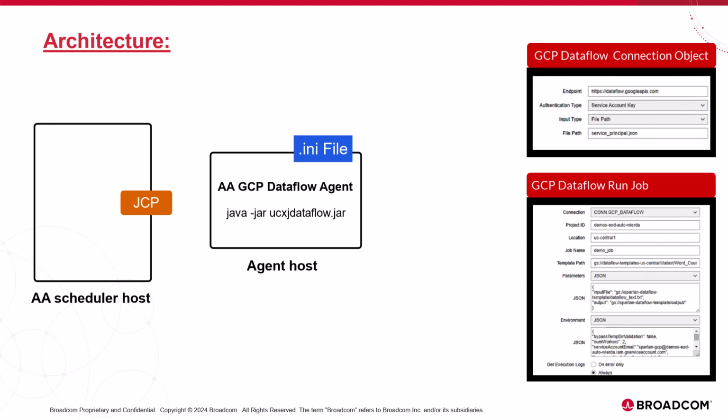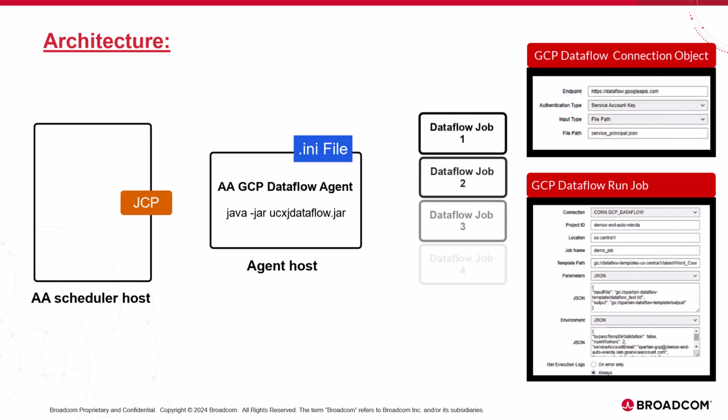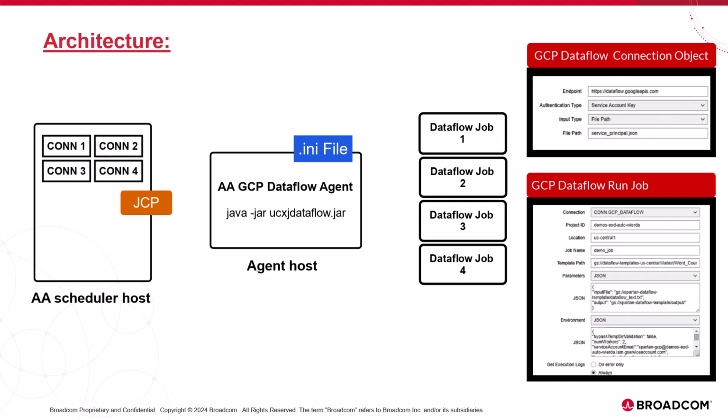Let's assume we're automating for 4 instances of GCP Dataflow. We create a connection object in Automic Automation for each instance by duplicating the con template for each of these instances. Lastly, we create the Dataflow run jobs in Automic Automation for each corresponding process in GCP Dataflow.